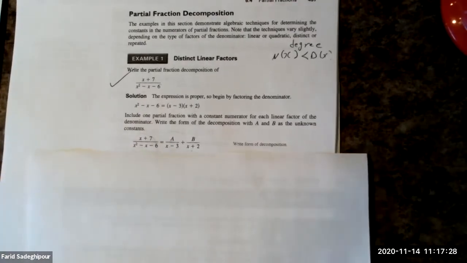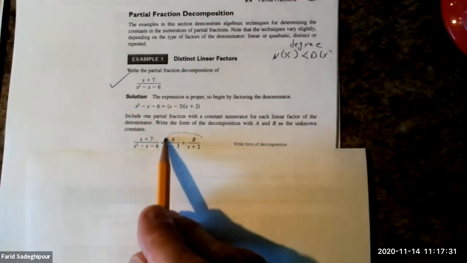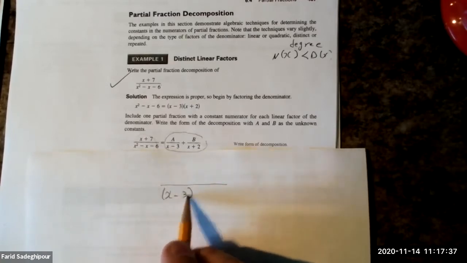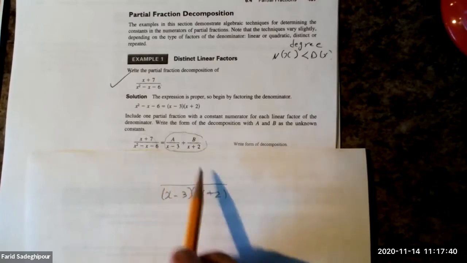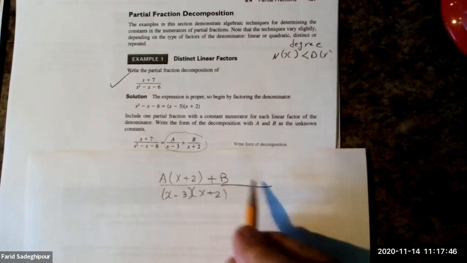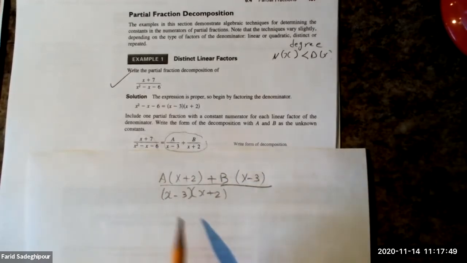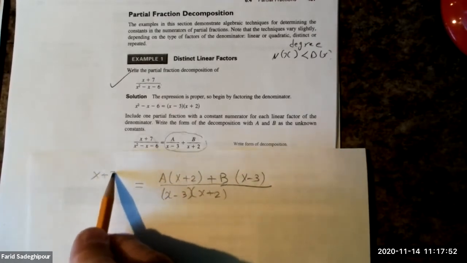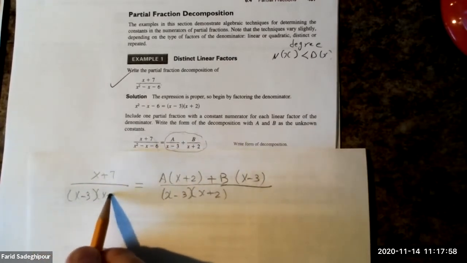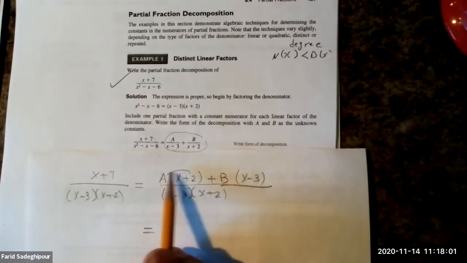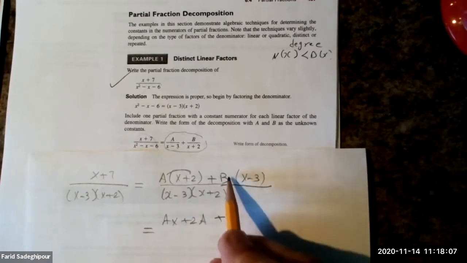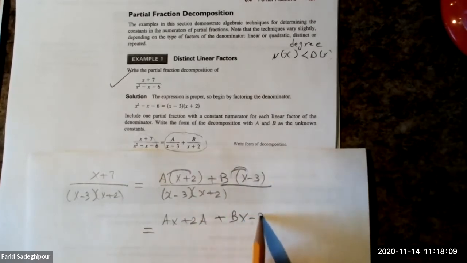I want to show you this part. Now I want to work on these equations. The common denominator is x minus 3 times x plus 2. Then a times (x plus 2) plus b times (x minus 3). And on this side, I have (x plus 7) over x squared minus x minus 6, or just (x minus 3) times (x plus 2). Now, when you distribute a, you have ax plus 2a plus bx minus 3b.